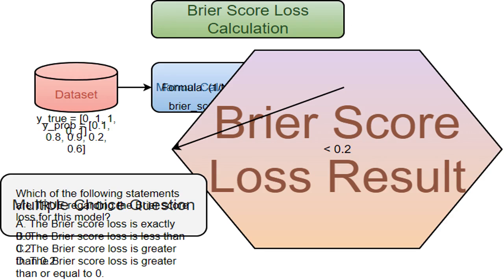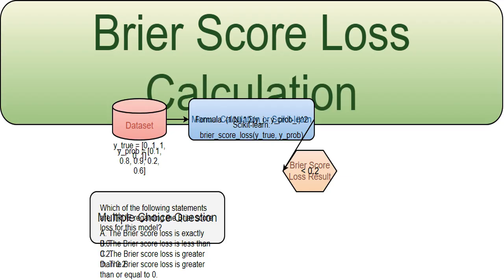After doing the calculation, either manually or with Sklearn, I found that the Brier score loss is less than 0.2. This indicates that the model's predictions are reasonably accurate. This is the process of calculating how well a classification model's probability predictions match the actual outcomes. A lower Brier score means better predictions. I use either the formula to do the math step by step, or I leverage Sklearn's efficient function.